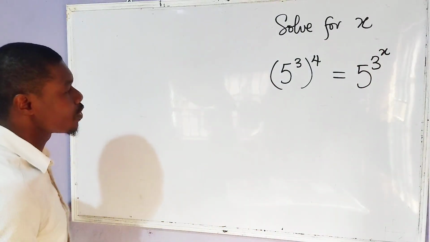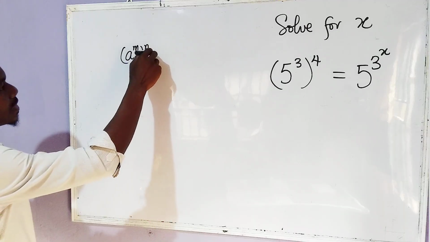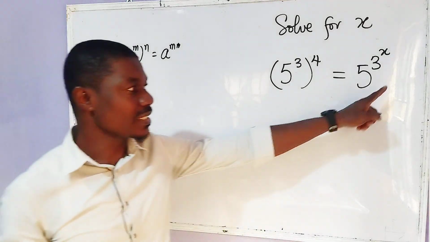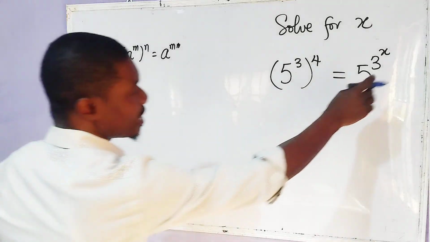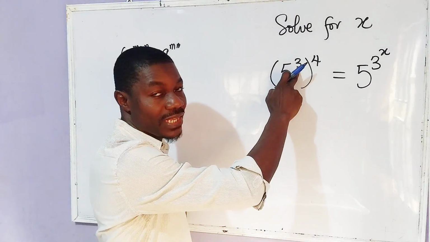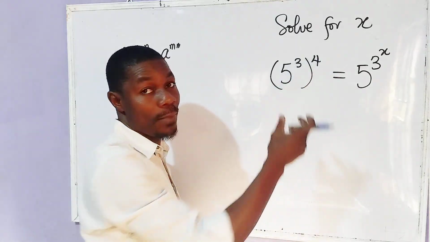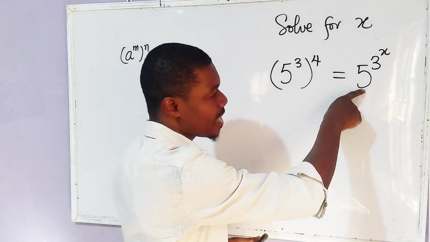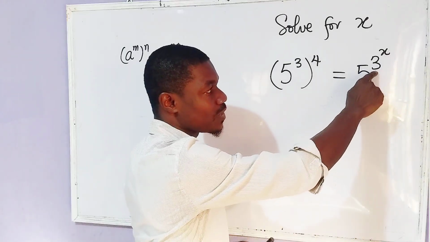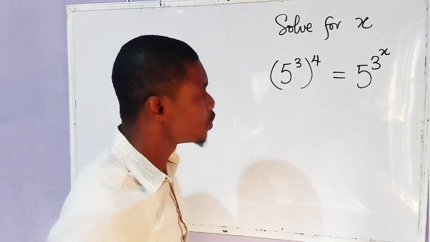Alright, now let us recall, according to the law of indices, that if you have (a^m)^n, this simply implies a^(mn). Now in this case here, this case and this case are different. Because 3 here is an exponent, 4 here is also an exponent, which makes them powers. But in this case, 5 is raised to another exponent here, and this exponent 3^x has a base of 3. So they are different.